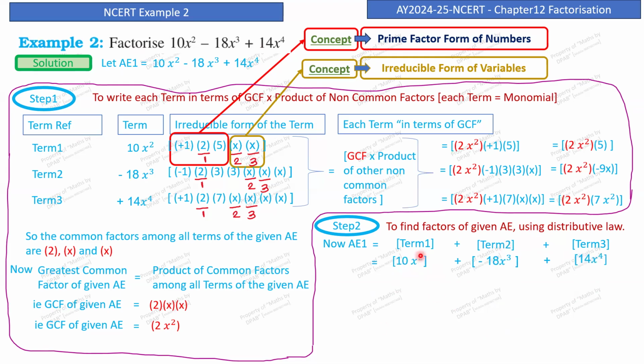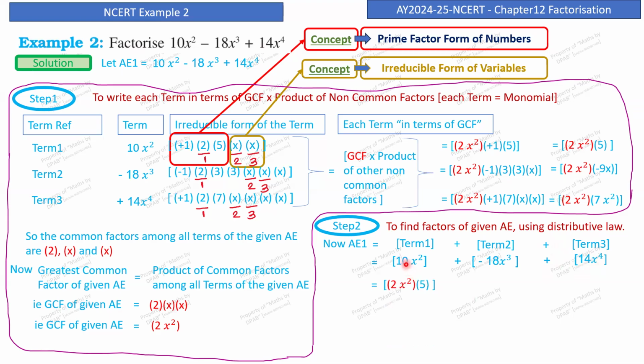So term 1, what is this? 10 into x to the power 2. This plus we have put, and within the square bracket, term 2 we have to write. What is term 2? Minus 18 into x to the power 3. So we are writing as it is. Plus, the same plus is here. Within the square bracket, we need to write term 3. Term 3 is positive 14 x to the power 4. That we have written here.